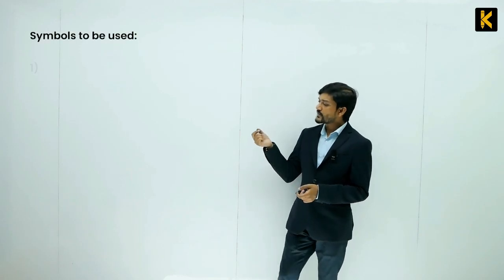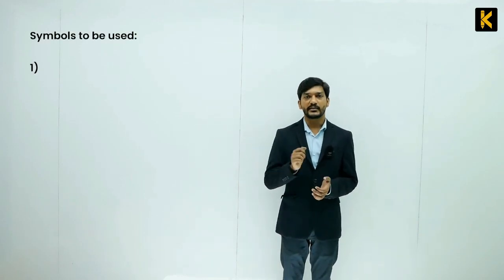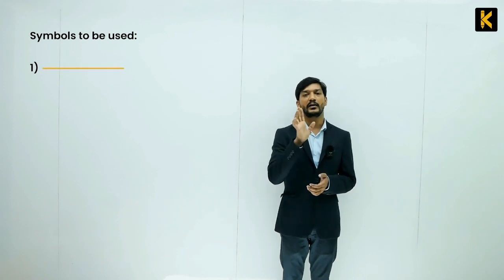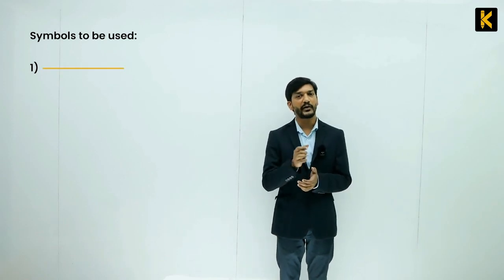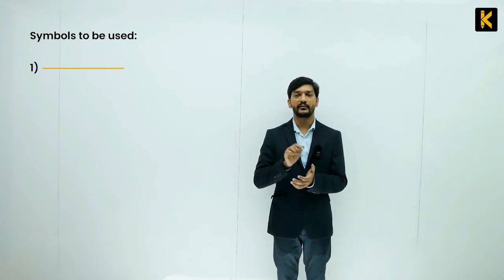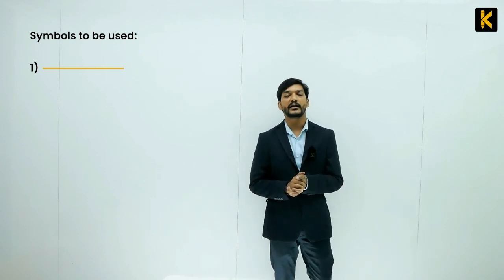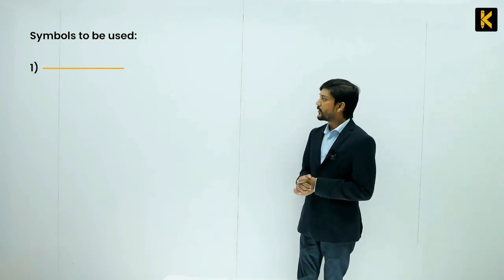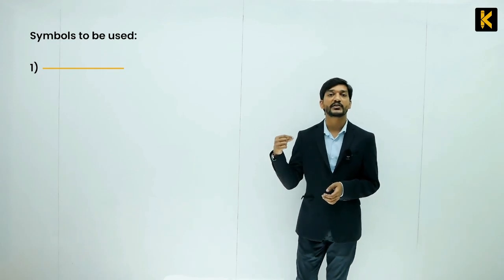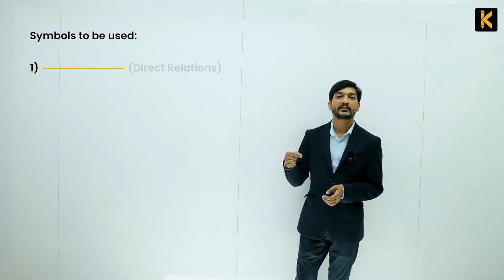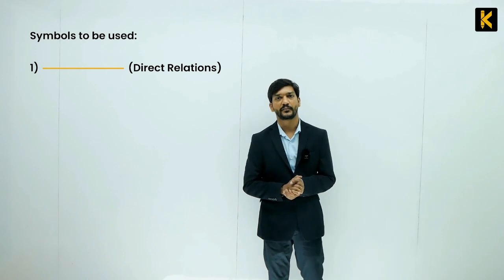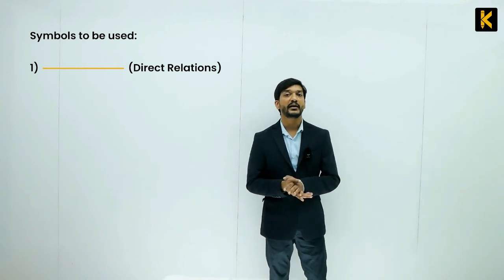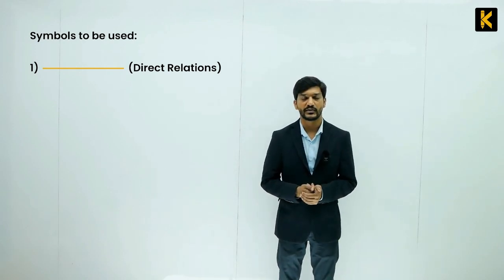But what symbols are we using for what relation? First we have to see that. The first symbol I am using is a single line, a very simple symbol, a straight line. And the relations represented by this line I'm calling direct relations. By direct, I mean the closest relations.